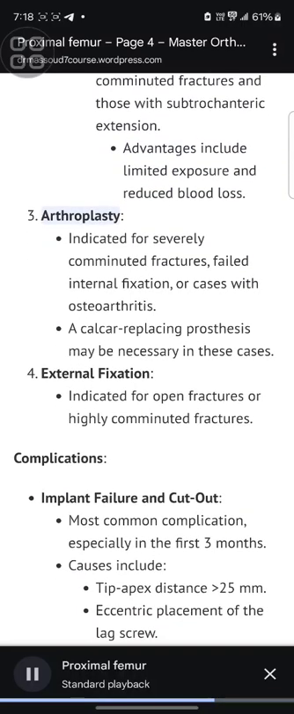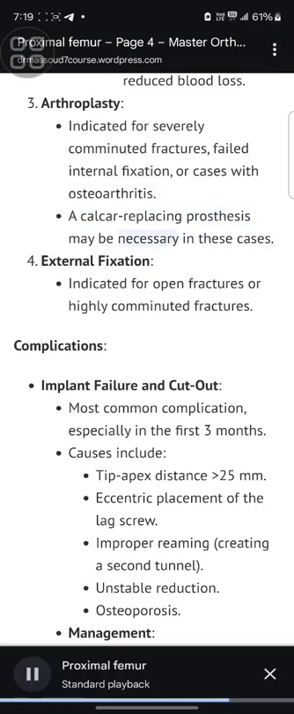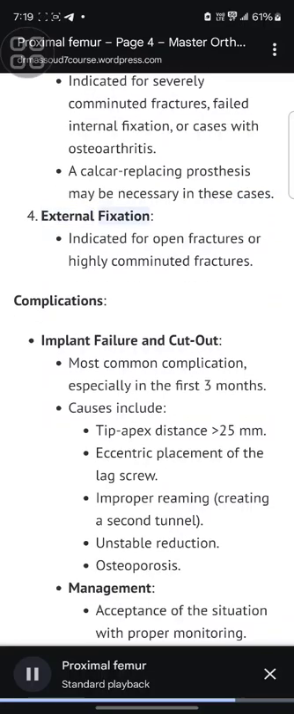3. Arthroplasty. Indicated for severely comminuted fractures, failed internal fixation, or cases with osteoarthritis. A calcar replacing prosthesis may be necessary in these cases. And 4. External fixation. Indicated for open fractures or highly comminuted fractures.